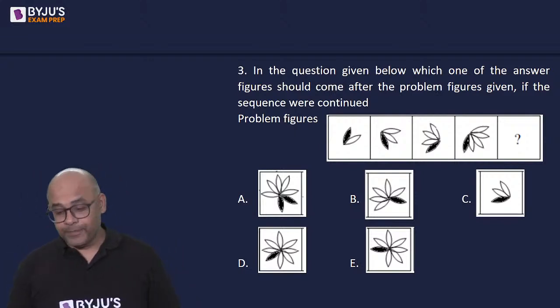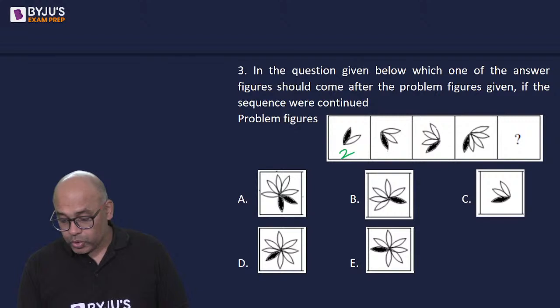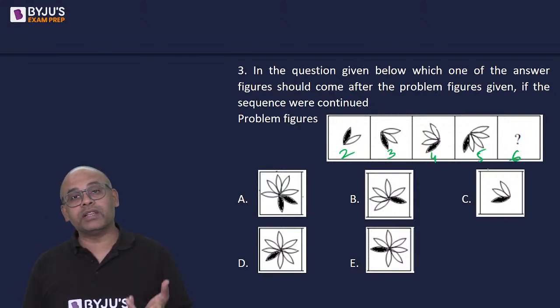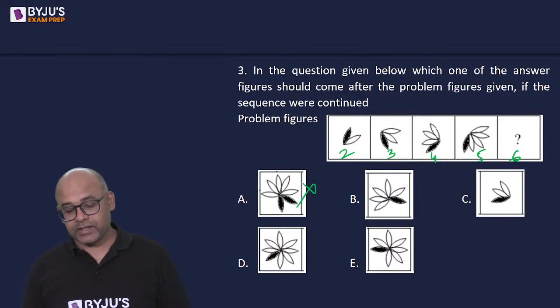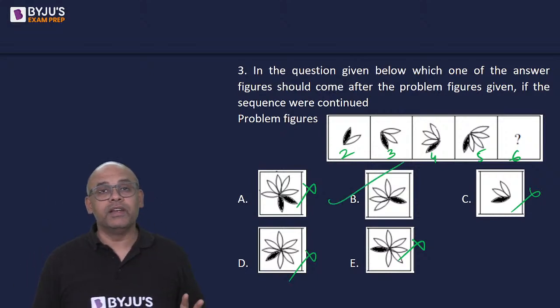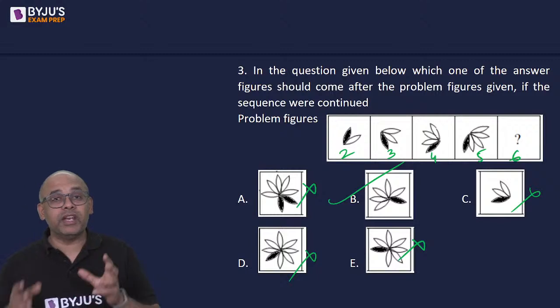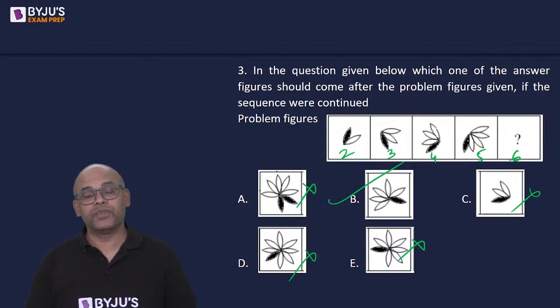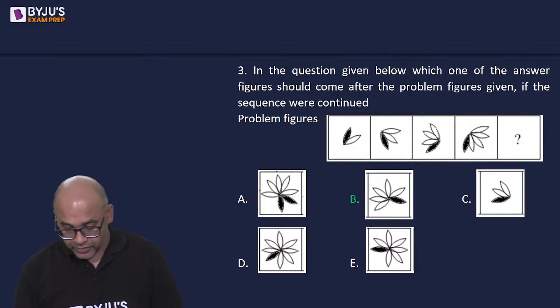So you can see that 2, 3, 4, 5, 6 petals. So you need an answer with 6 petals. This is not the answer. This is not your answer. Clearly, you will be looking at B. You don't even have to look at the coloring. Forget about the coloring. Just going by the number of petals, you'll get the correct answer. Straight away, done. Okay, let's move on to the next question.